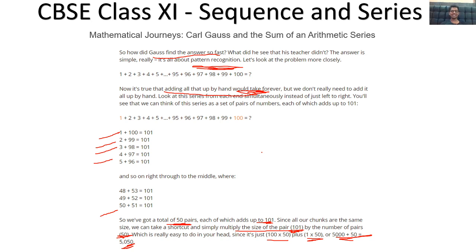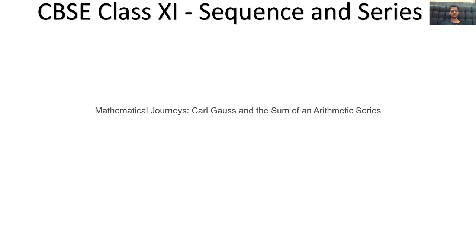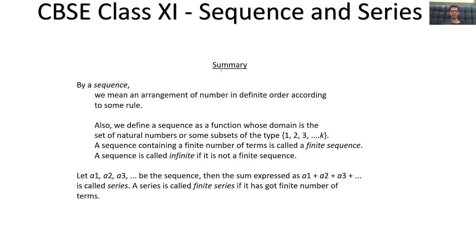That's how Carl Gauss reached it, and he came up with a plan, an idea which we use, called the sum of an arithmetic series. So this is the entire journey of how Carl Gauss came up with the sum of an arithmetic series. So that's the summary.